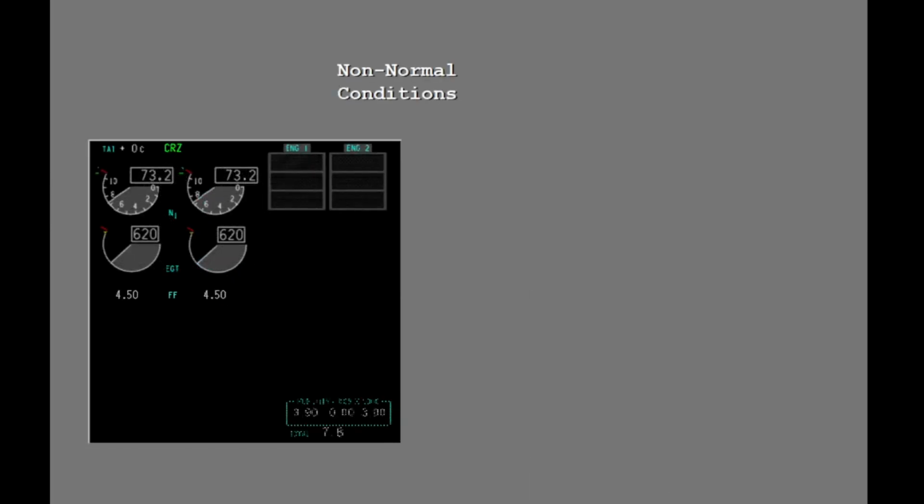We will now look at new indications for non-normal conditions. If an N1, N2, or EGT value goes above an operating limit, the dial, readout, and box change color. In this example, the EGT is more than the maximum continuous limit. The indication becomes amber. If the temperature goes above the maximum operating limit, the indication becomes red. When the temperature decreases below the limit, the indication changes back to white.